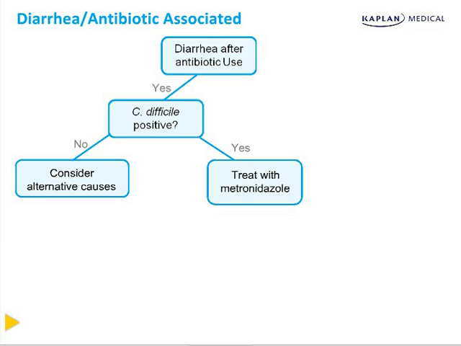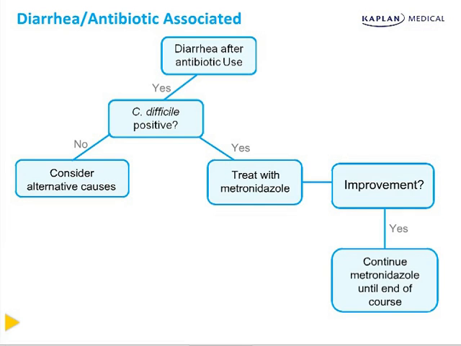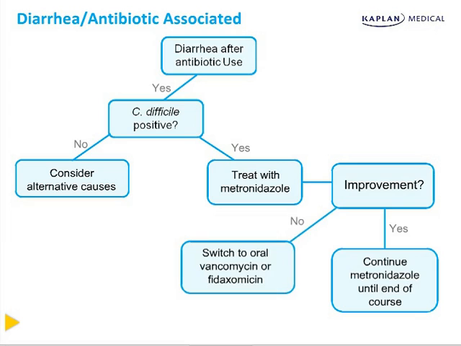If your C. diff assay is positive, you treat with metronidazole. The next question you're going to ask yourself is, is there improvement? If there is improvement, you continue metronidazole until the end of the antibiotic course. If there is no improvement, you switch to oral vancomycin or fidaxomicin.